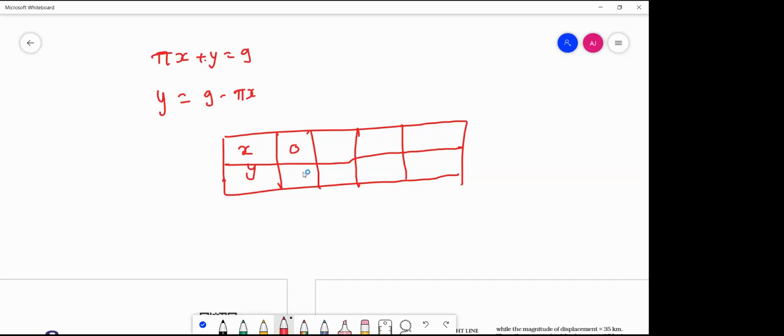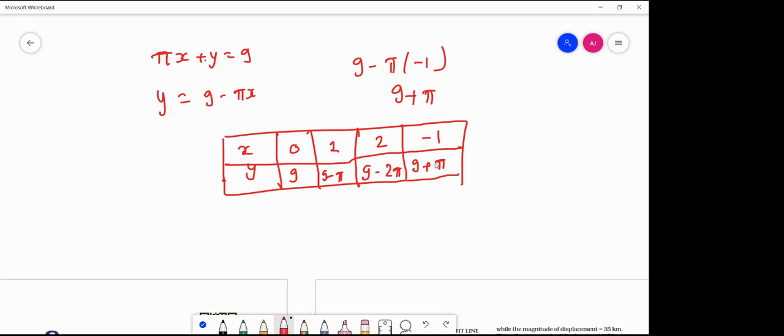So when I put x equal to 0, I will get 9 minus pi into 0, which is 9. If I put x equal to 1, I will get y equal to 9 minus pi. If I put x equal to 2, I will get 9 minus 2 pi. If I put x equal to minus 1, I will get 9 minus pi into minus 1. So minus minus plus, it will become 9 plus pi. Like this, we will solve this question. I hope you must have understood this.